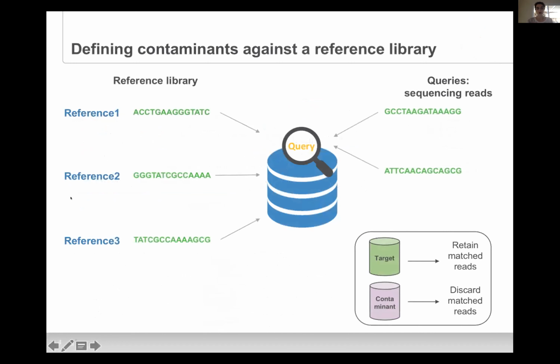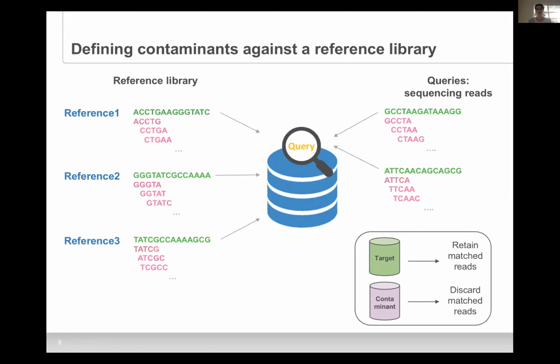Normally, if you have a set of references, you can use them to construct your reference database, and then you can search your queries against your database to see whether a match can be found or not. If you know what your targets are, you can construct a reference database of your targets, and in this case, you will be retaining the matched portion of your query reads. If you have an idea what your contaminants are, you can include them in your database, and in this case, you'll be discarding matched reads, and you'll be retaining the unmatched portion of your queries.